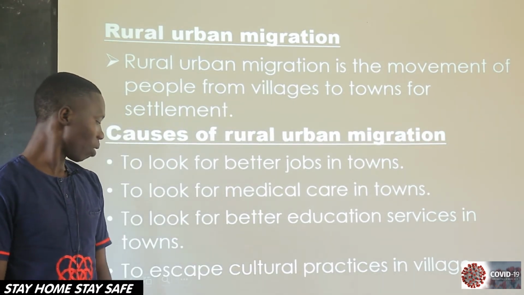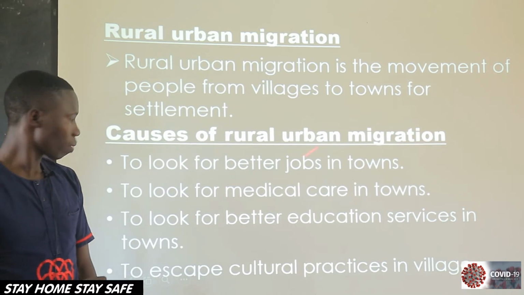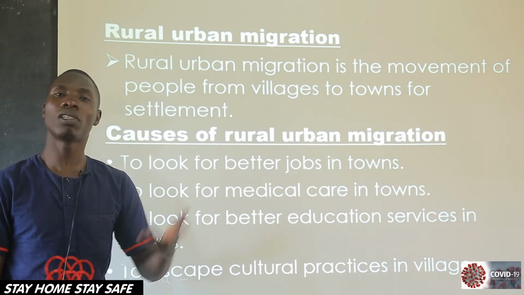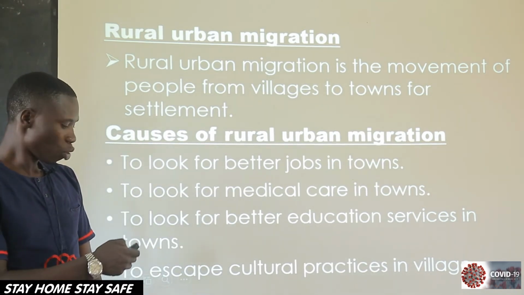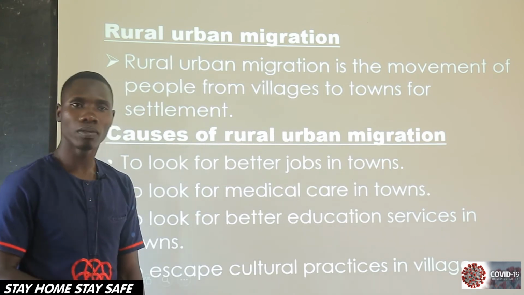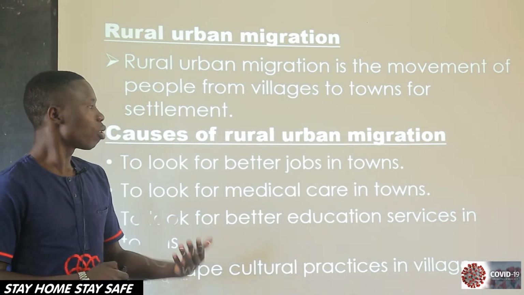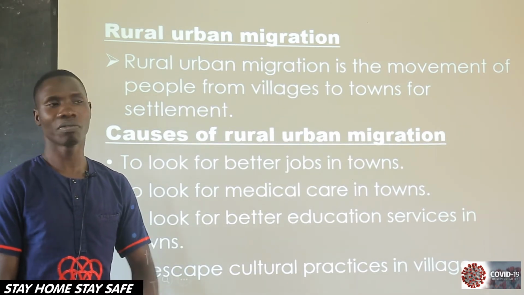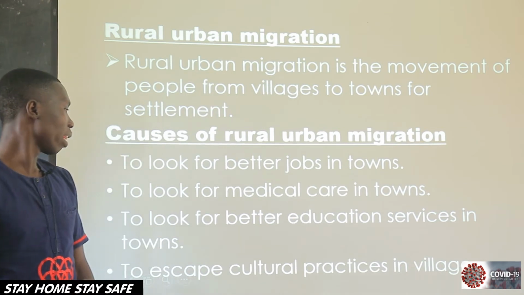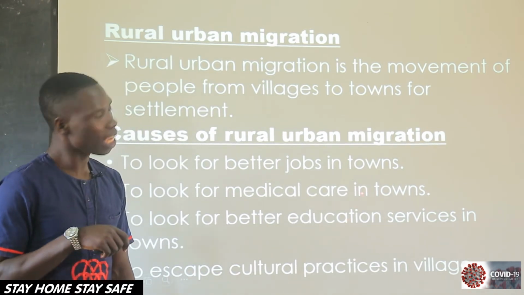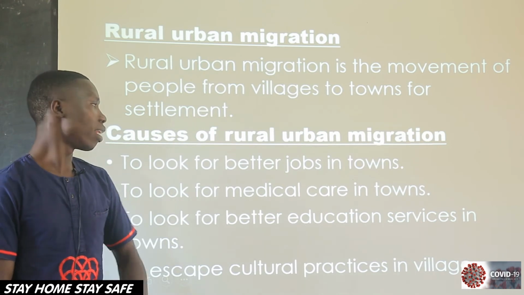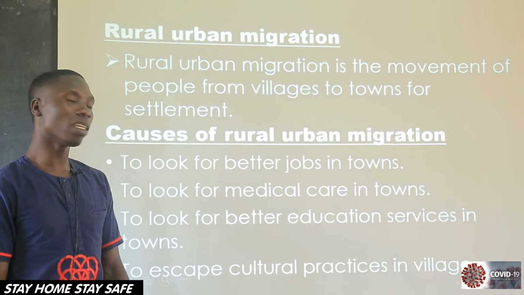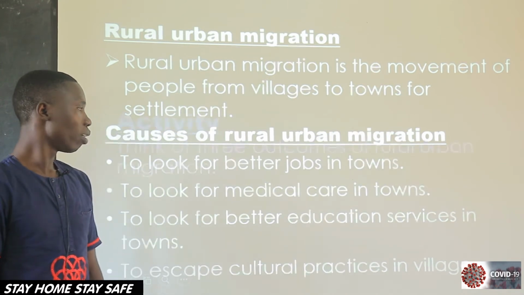I have just given you a few, but what is important here is you have to show the side. Don't just say to look for jobs. Someone will say where. So we have to say to look for better jobs in towns. Or due to low-paying jobs in villages. So since they are low-paying jobs, they have to leave villages. Are we together? To look for better medical services in towns. Or you can say people lack good medical services in villages. Therefore, they have to migrate.